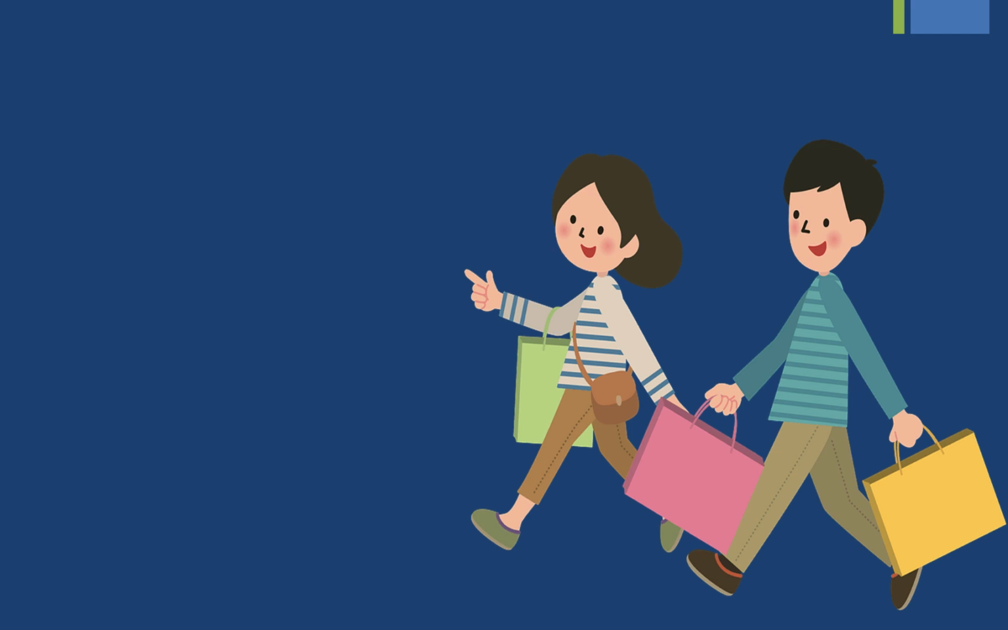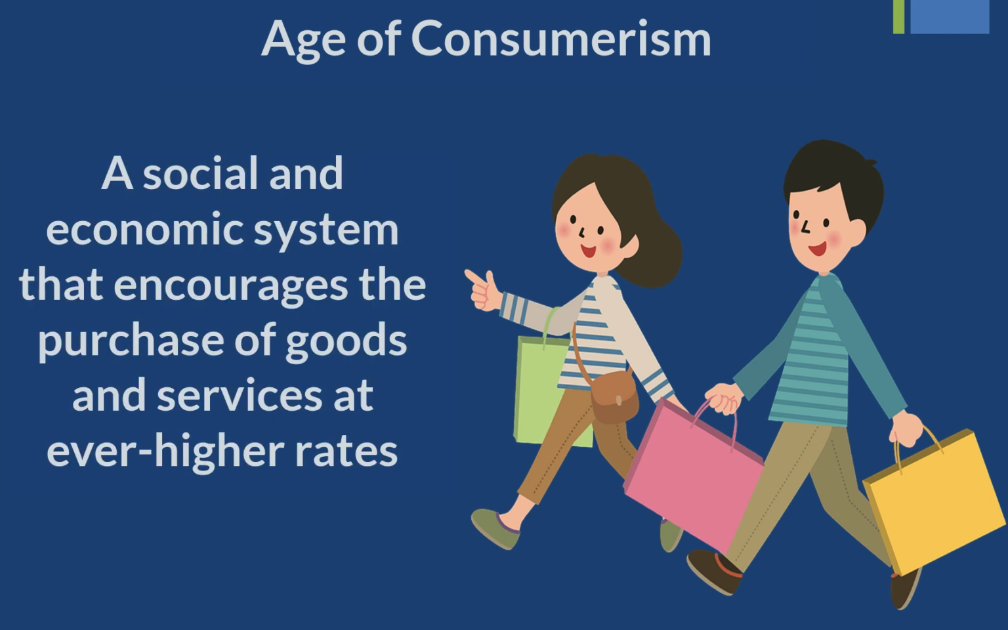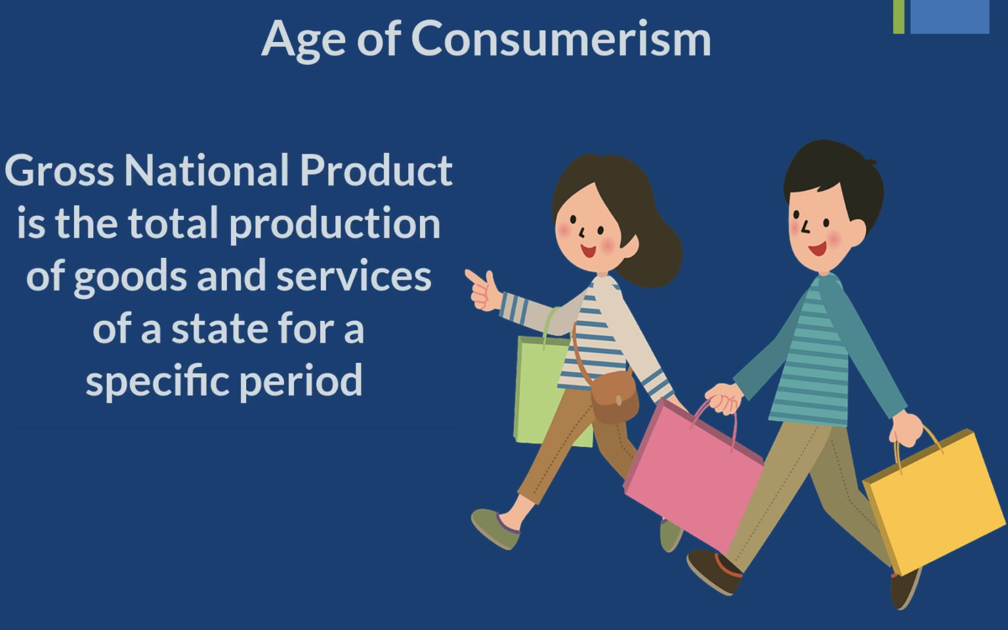We were also encouraged by advertising to believe that the more we buy and the more we sell, the happier we would be. We were living in what could be termed the age of consumerism. And consumerism is based on a social and economic system that encourages the purchase of goods and services at ever higher rates. You may have heard of the Gross National Product, or GNP, which refers to the total production of goods and services of a state for a specific period and is the international standard used today for rating the economic status of countries.